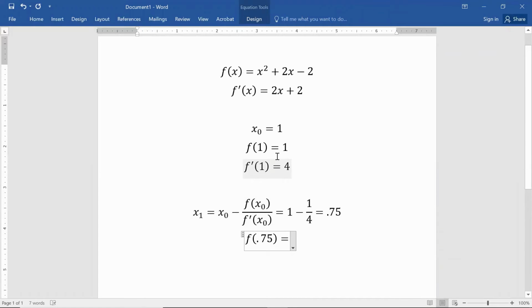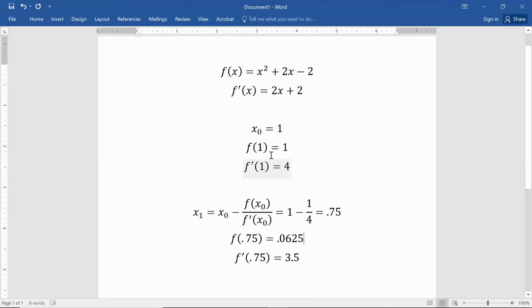If I plug 0.75 into the function, what do I get out? 0.75 squared plus 2 times 0.75 minus 2 becomes 0.0625. If I plug 0.75 into my original function, I get 0.0625. Let's plug 0.75 into the derivative. If I take 2 times 0.75 plus 2, I get 3.5.